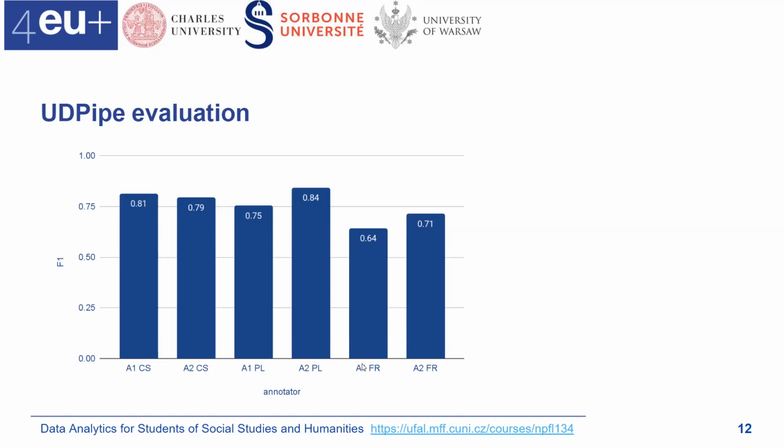I should also mention, and I hope that I'm right, that the UDPipe system is trained on newspaper text only, on newspaper articles. And here we apply it to a text from a different domain.